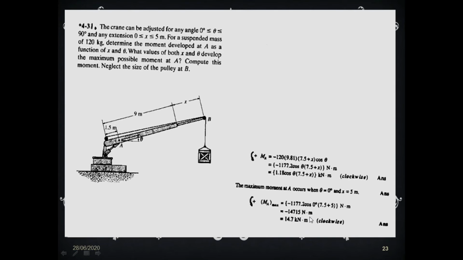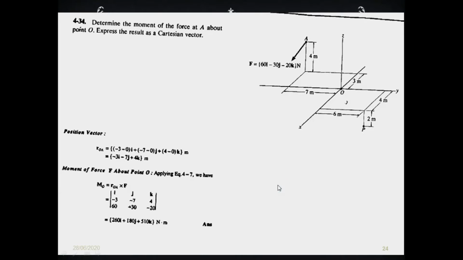To convert it into kilonewton meter, we write it as 14.7 kilonewton meter. The minus sign was here, but we do not put it here because we already write clockwise, and clockwise means it's negative, so we do not need to put a minus sign. If we don't put clockwise, we can put a negative sign. Okay.